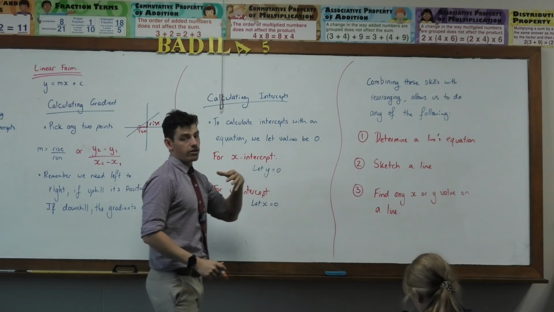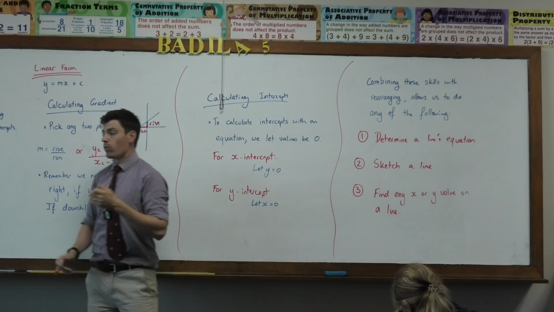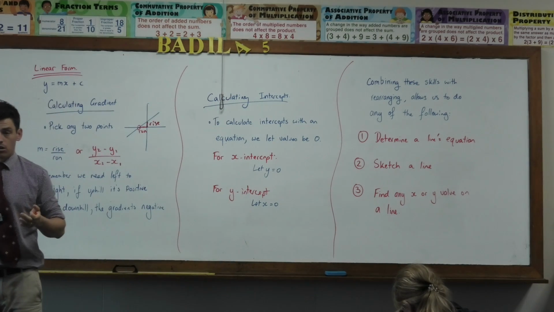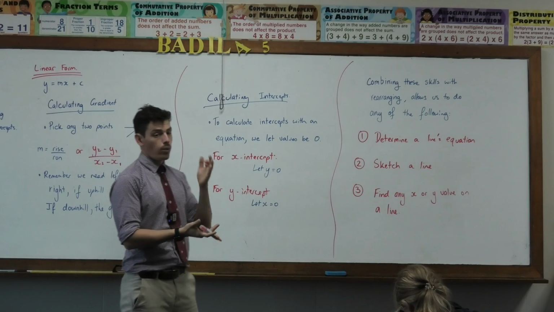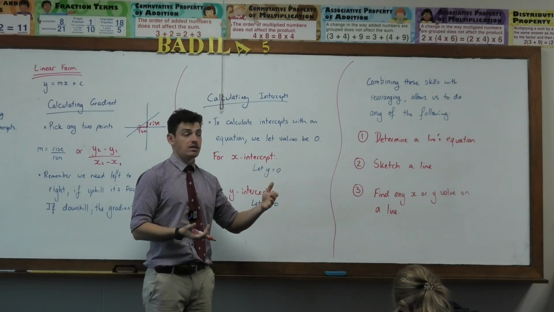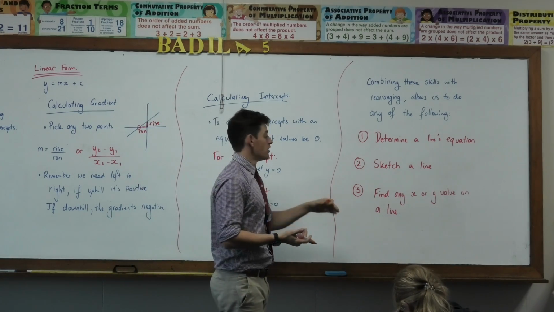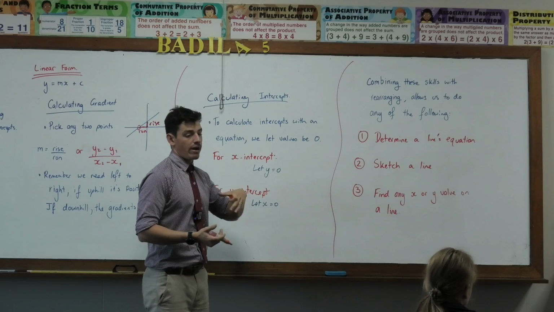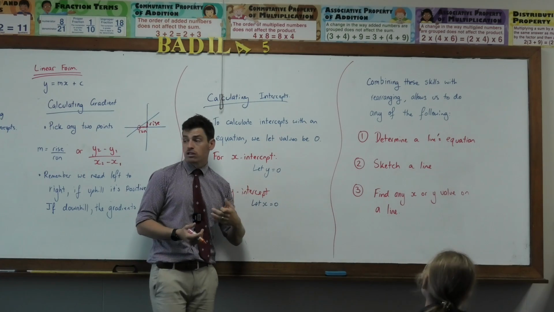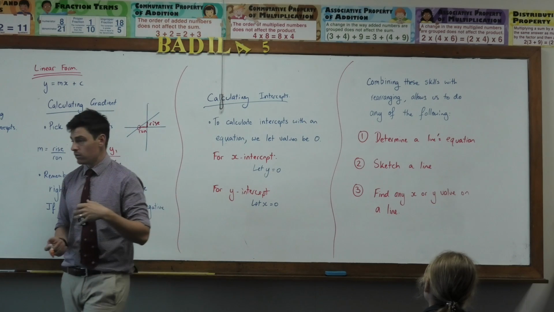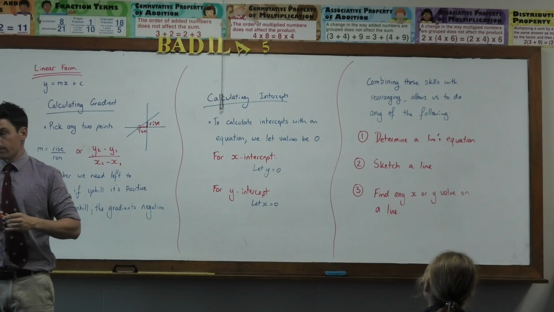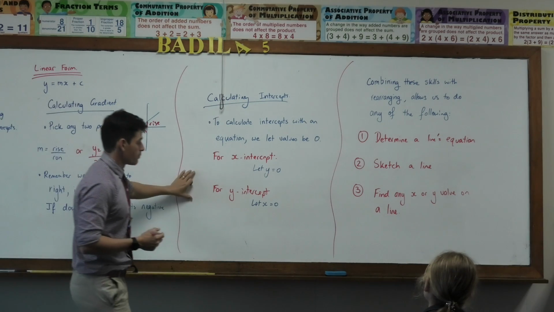Now remember, with these linear equations, we can let x or y equal whatever we want. We can't let both equal whatever we want. We can let one equal whatever we want and then sub and rearrange, correct? So if we let y equal 0 and rearrange to get x by itself, that will tell us our x-intercept. And if we let x equal 0, that will tell us our y-intercept. Happy with that? So the process is pretty simple.